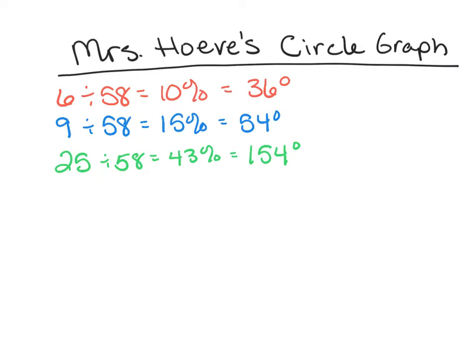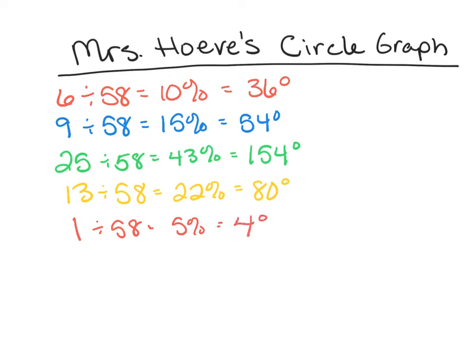40 to 49-year-olds, there were 13 of them. Divided by 58 gave me 22%, which was 80 degrees on my circle. 50 to 59-year-olds, there was only 1 of them. Divided by my 58 is a whopping 5%. And that gave me like about 4 degrees. We'll say 4 degrees. It's really small.